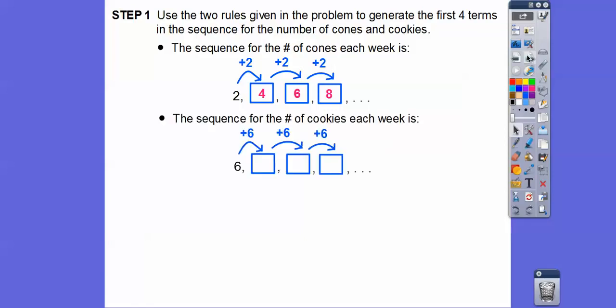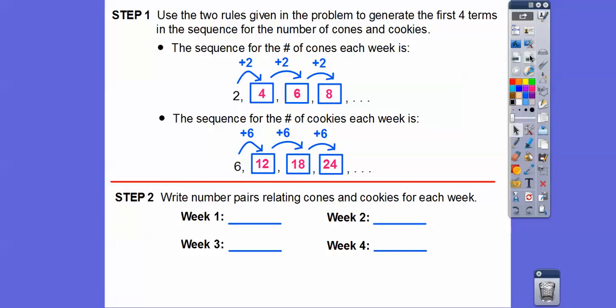All right, let's do that for the cookies. Remember, he eats 6 cookies each week. So for the first week, he eats 6 cookies. Eats 6 more, 6 more, 6 more. So 6 plus 6 is going to get us 12. Plus 6 is 18, plus 6 is 24.